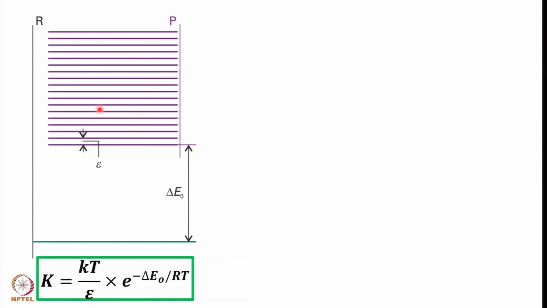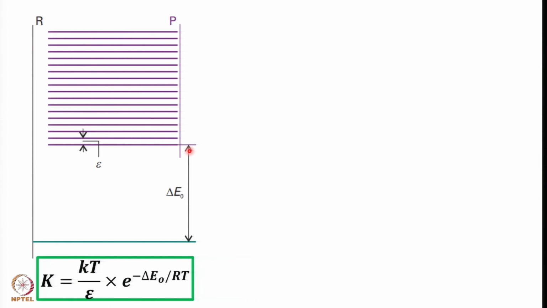And then we discussed that since it has only one energy level, Q is 1, and here we used the partition function for a uniform ladder of energy levels, and after substitution we got this result. And that result is that equilibrium constant is equal to Boltzmann constant into temperature divided by this energy separation into exponential minus delta E naught by RT. Note that this delta E naught is a positive number here.